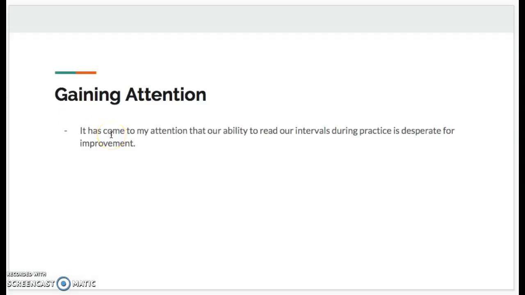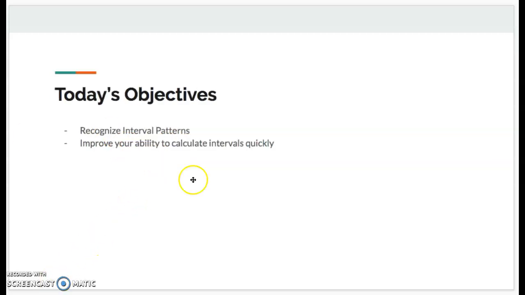So it's come to my attention, and hopefully it's come to your attention, that our ability as a group to read intervals during practice is in desperate need of improvement. So today's objectives are to recognize interval patterns and improve your ability to calculate intervals quickly. That way, when we're in practice, you're under pressure, things are hard, you can calculate intervals nice and fast, and you don't have to worry about stressing whether you're going to make the send-off or not.